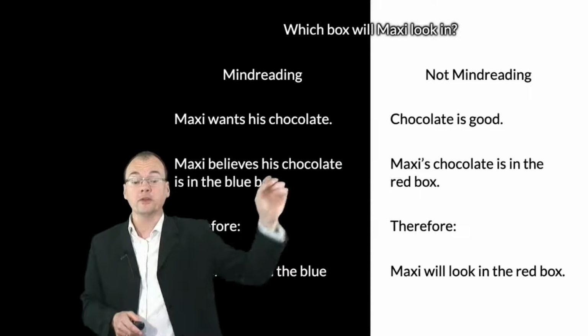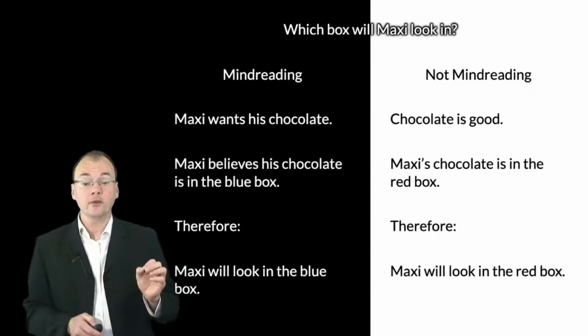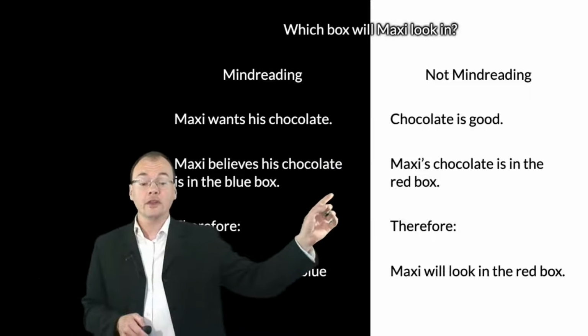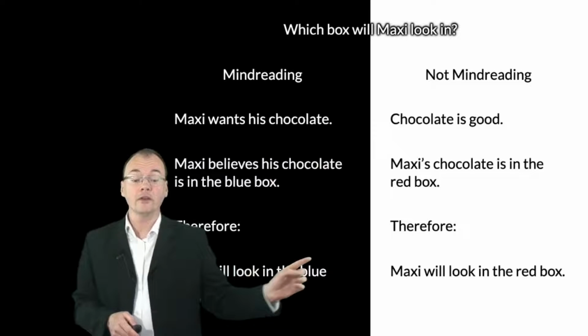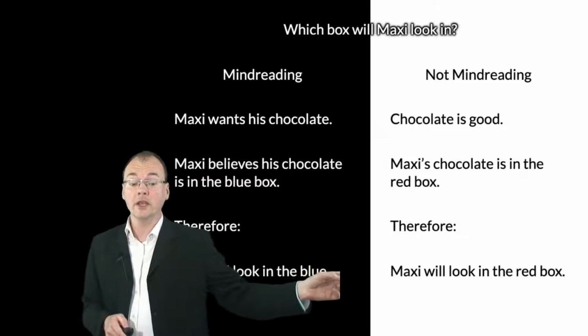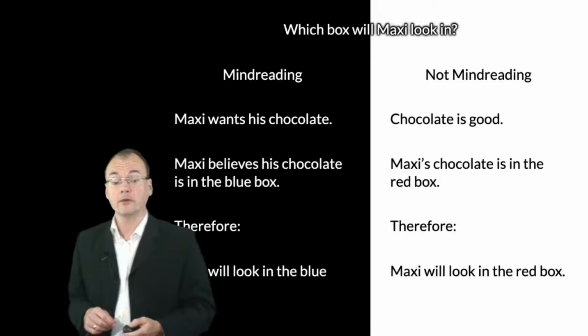Suppose you weren't a mind reader. You might reason as follows. Chocolate is intrinsically good. And this is true. Maxi's chocolate is in the red box. This is also true. And so you might conclude very reasonably that Maxi will look in the red box.